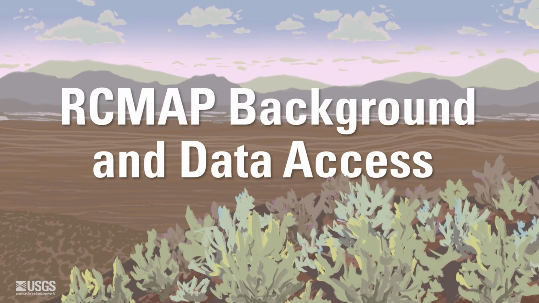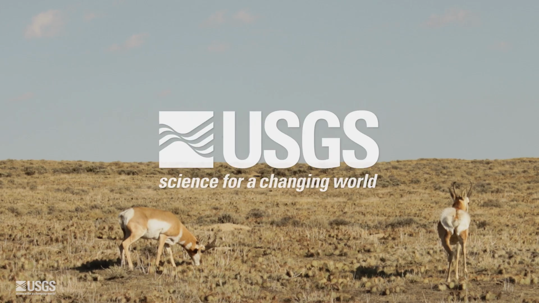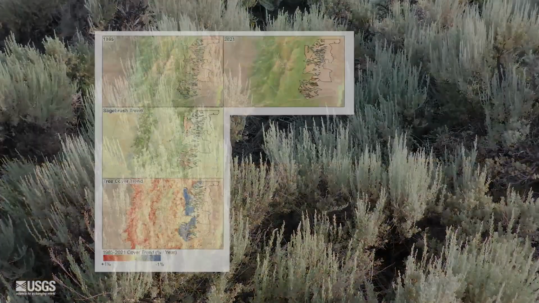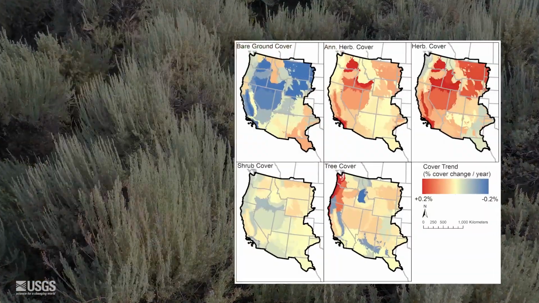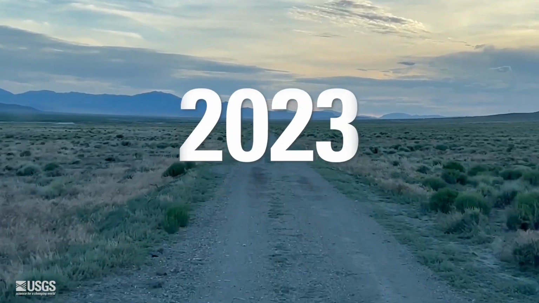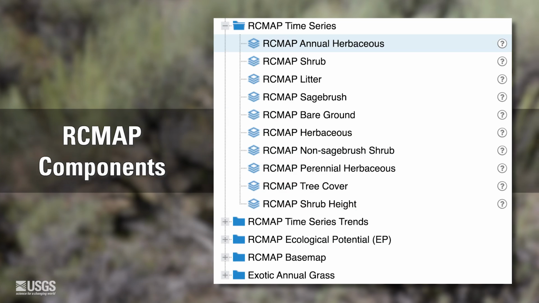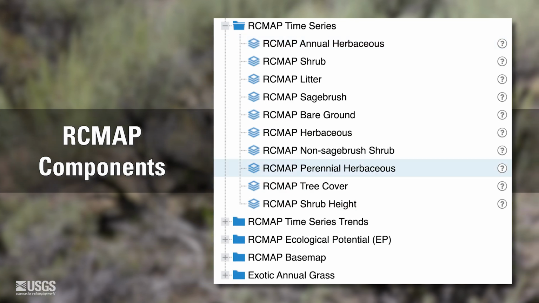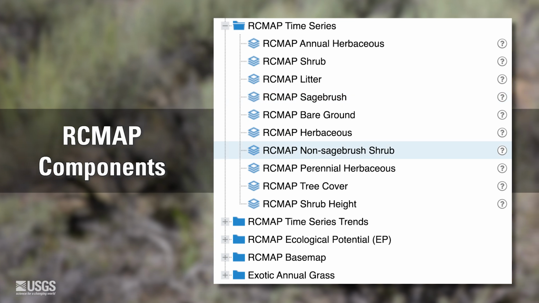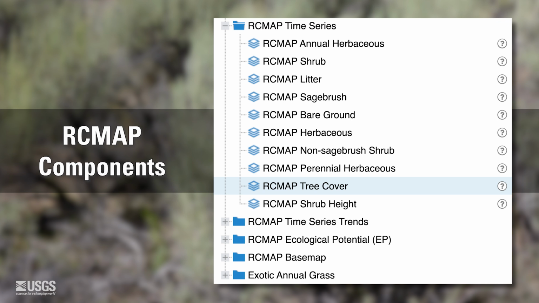As part of RCMAP, the Rangeland Condition Monitoring, Assessment, and Projection Project, the U.S. Geological Survey, in collaboration with the BLM, has produced annual maps of fractional, that is to say, percentage, component cover for 1985 through 2023. RCMAP components include annual herbaceous, perennial herbaceous, total herbaceous, sagebrush, non-sagebrush shrub, total shrub, litter, bare ground, and tree canopy cover.